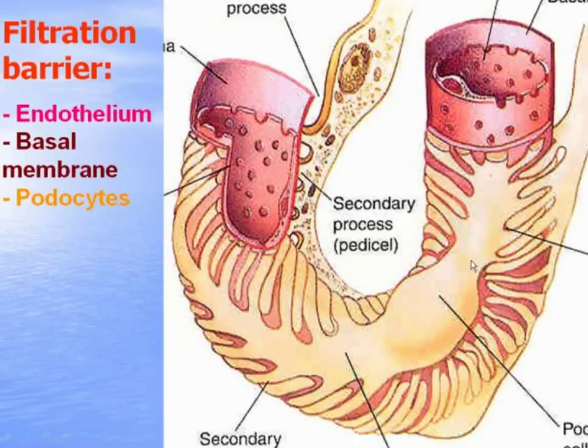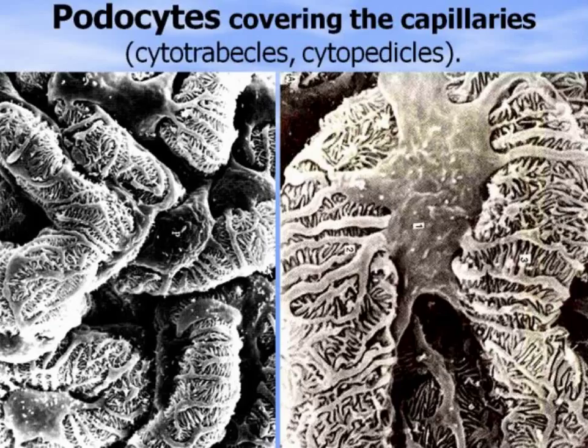Every podocyte has a body and processes. This is a scanning electron microphotograph of capillaries of the glomerulus covered by podocytes. Under high magnification you can see the body, large processes, cytotrabeculae, and from them the small processes, cytopodia, and there are intercellular clefts between them.